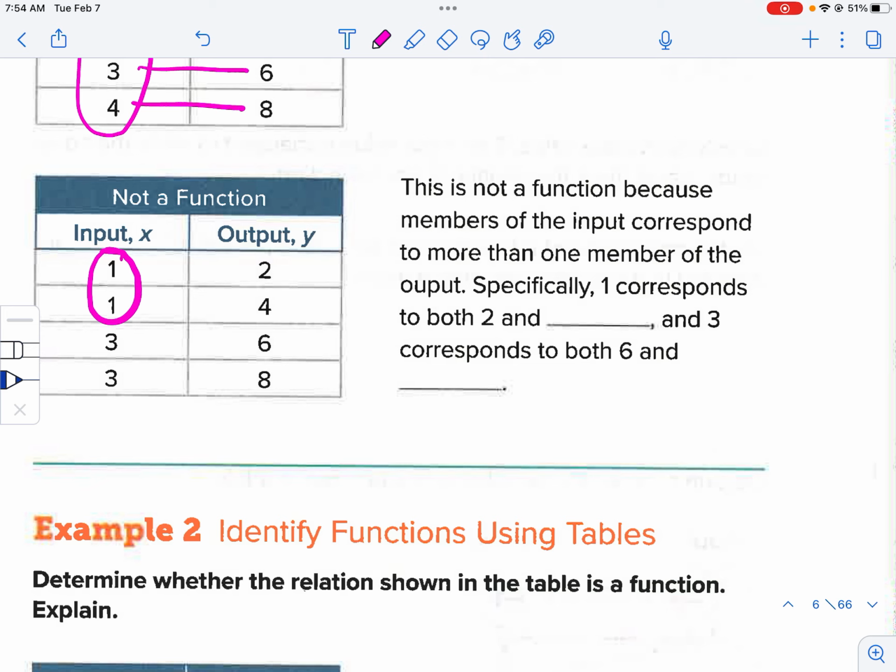Specifically, 1 corresponds to both 2 and 4, and then also down here, 3 goes to both 6 and 8.